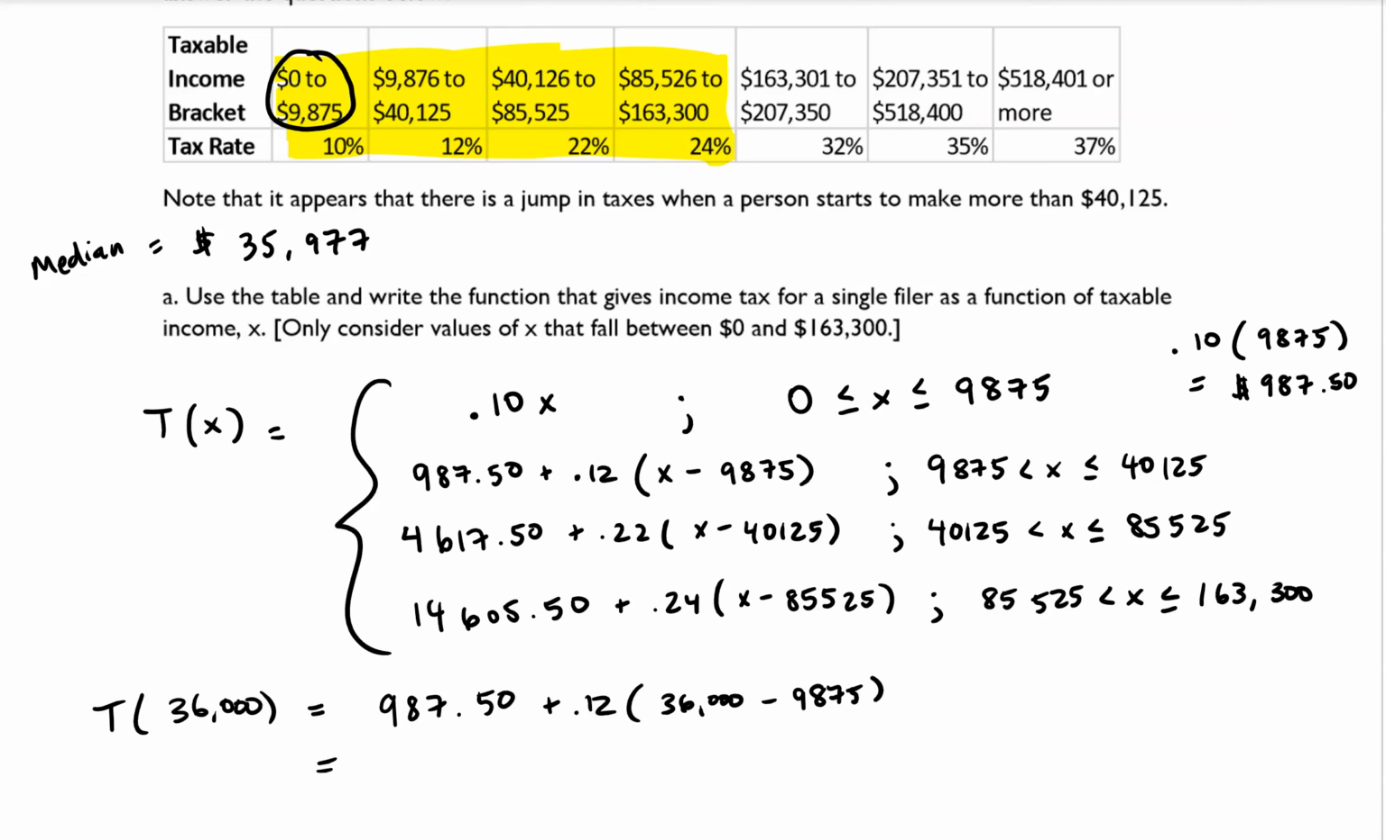And I'm just going to throw that into a calculator really quick and see what that gives us. So I went ahead and plugged that into a calculator, and it turns out that the average American would pay $4,122.50 in taxes for 2020.